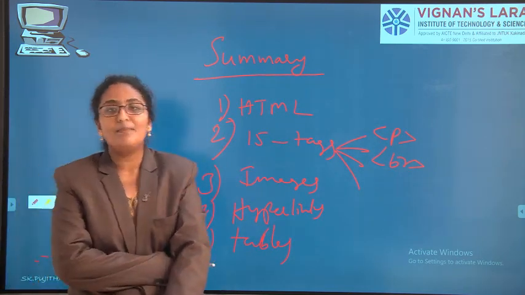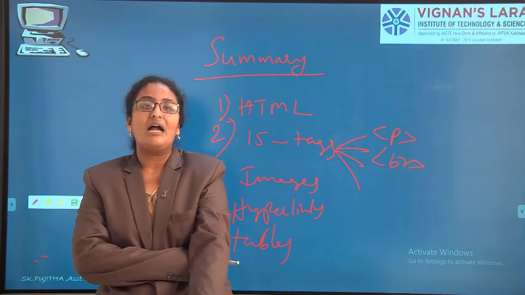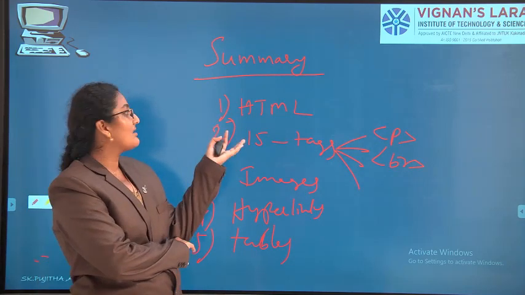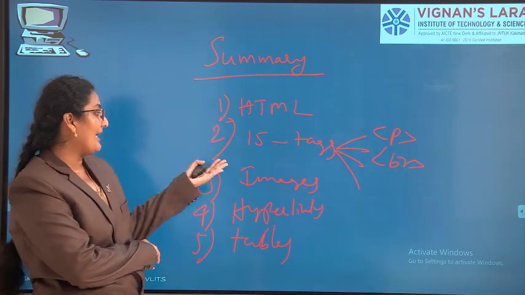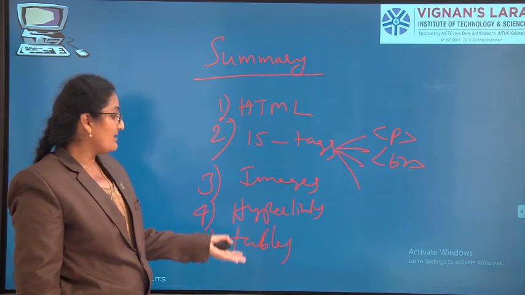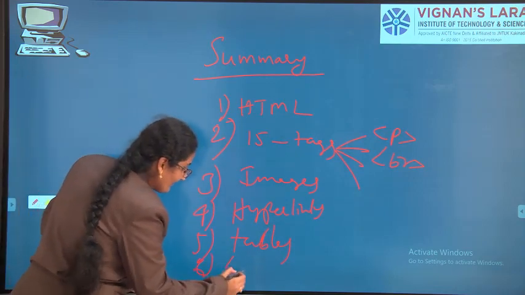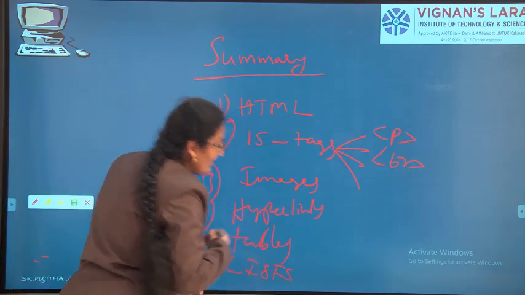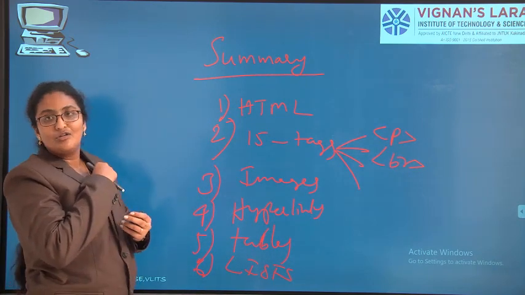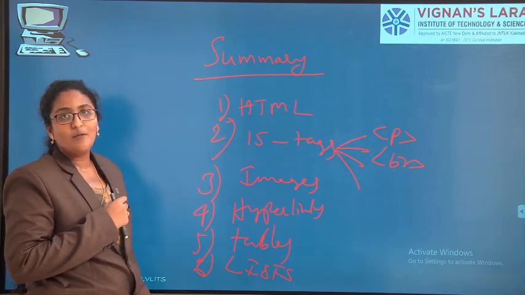Till now we have completed 15 different tags and 5 different topics in unit 1. We have started web technologies and discussed what is HTML, HTML tags, how we can insert images, what are the hyperlinks, what are the tables. In this class we have discussed lists also. So 6 topics in unit 1 are completed, and 15 HTML tags are also completed.